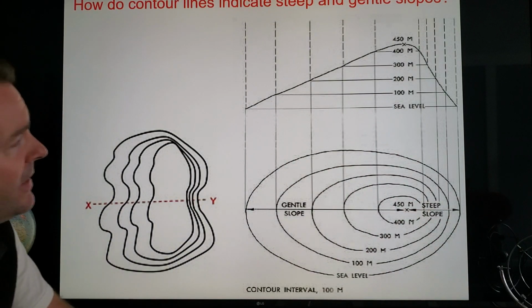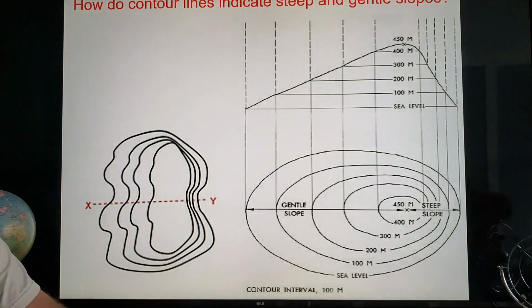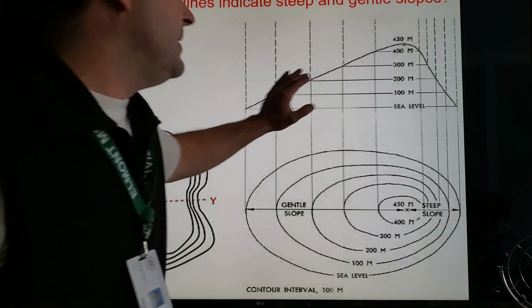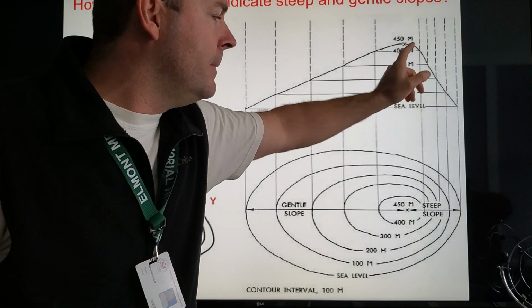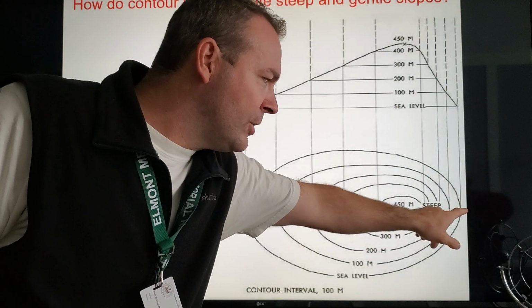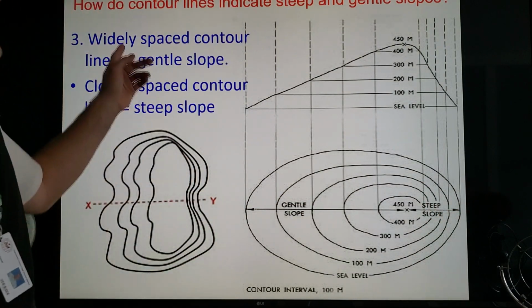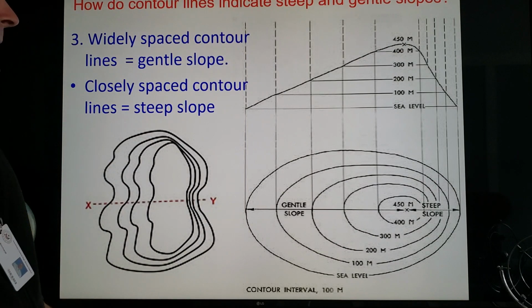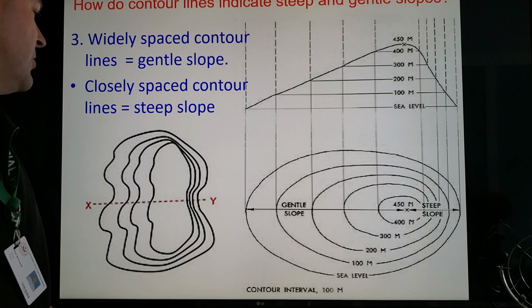How do we tell if it's a steep or a flat area? It's only going to be on a flat piece of paper. How can you tell? Well, from the side, it's easy, right? That's called a profile view, and you can tell where it's steeper right there. But on the map, it's just these circles. So where the lines are closer together, it's going to be steeper. If they're widely spaced, it's going to be less steep, more gentle. If they're closely spaced, it'll be much steeper.